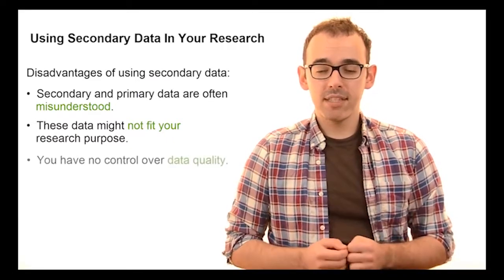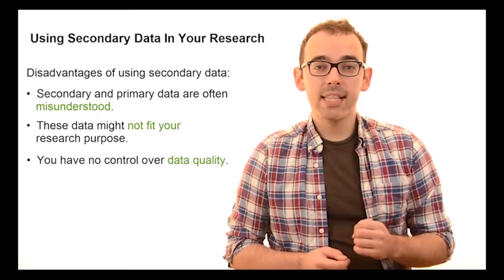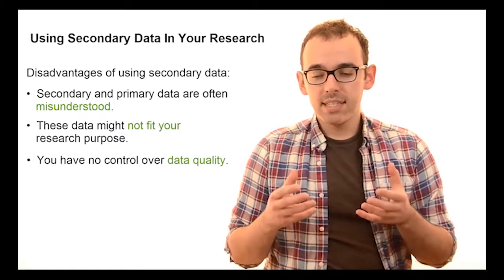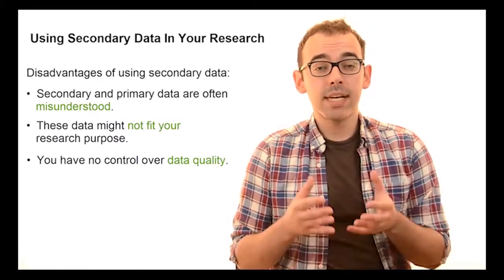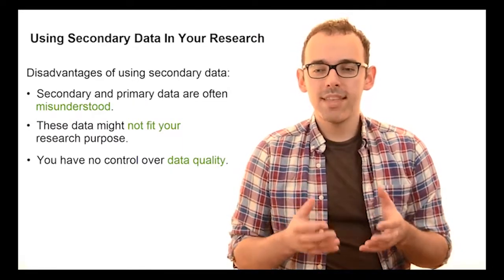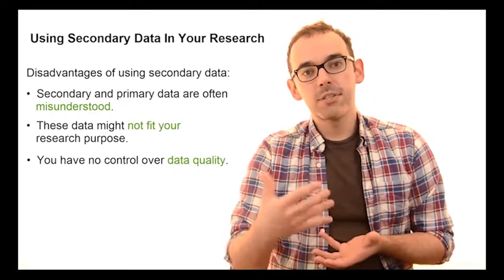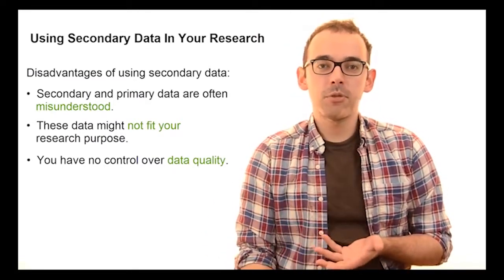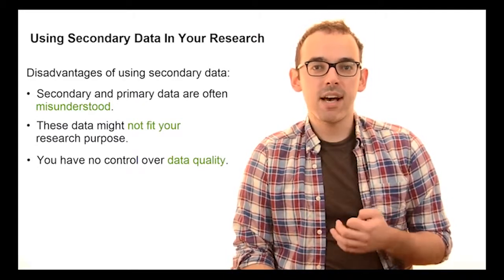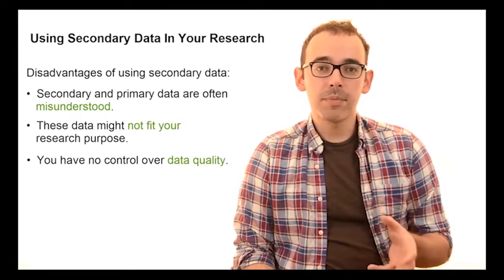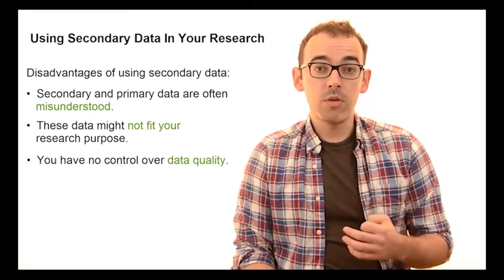And final disadvantage is that you do not have control over data quality. The fact is that these data that you are going to use as secondary data have been collected by someone else, and you can never be sure whether this person really followed the research methodologies and data collection methodologies, and so you cannot be sure if these data are really unbiased or maybe some biases occur there. So you have to be really careful with the use of these.